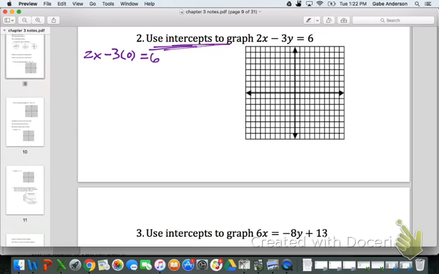The convenient thing about this is, what is anything times 0? 0. So that effectively makes that second term just go away. So 2x equals 6. If I divide both sides by 2, if I were you, I would write it like this. X-intercept: 6 divided by 2 is 3. So using a similar method, why don't you guys find the y-intercept?